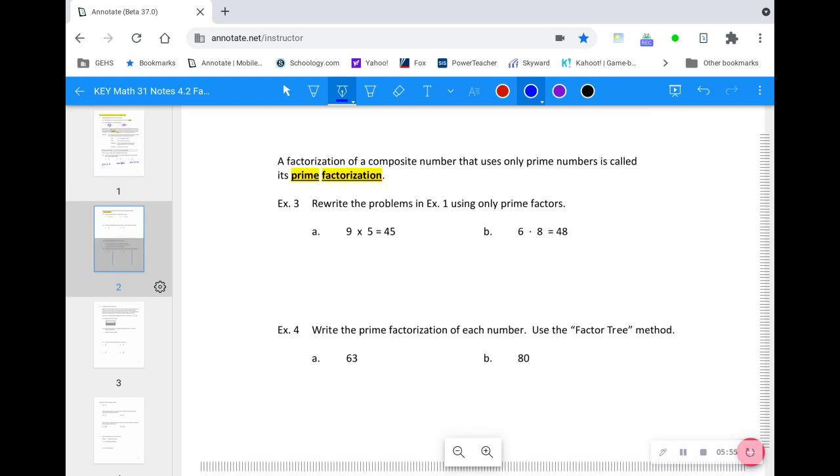All right. Composite numbers, when you break them apart, if you keep working on it, you can eventually end up with just prime numbers as their factors. Let me show you what I'm talking about here.